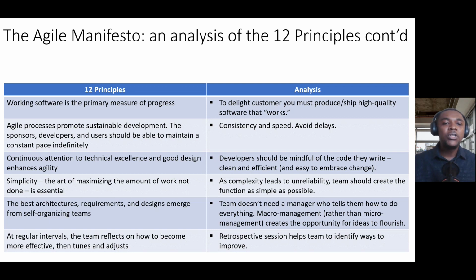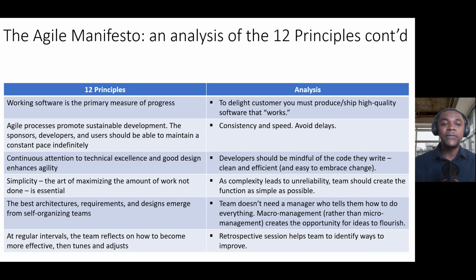The ninth one says continuous attention to technical excellence and good design enhances agility. Developers should be mindful of the code they write, clean and efficient, right? Avoid any kind of complexities. Okay, the 10th one says simplicity, the art of maximizing the amount of work not done, is essential. Now, the interpretation I think works at this point is, as complexity leads to unreliability, teams should create the function as simple as possible, notwithstanding the functionality, notwithstanding the feature that the developer is working on. It should be as simple as possible.